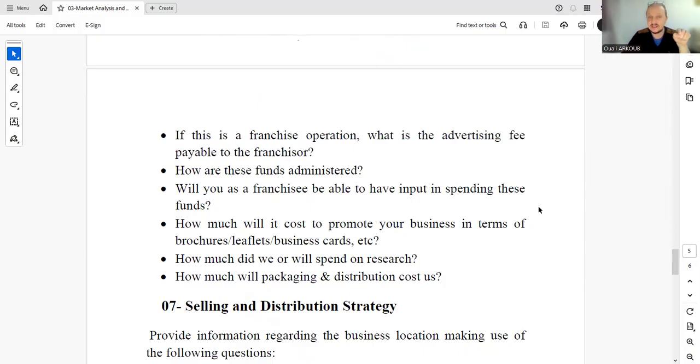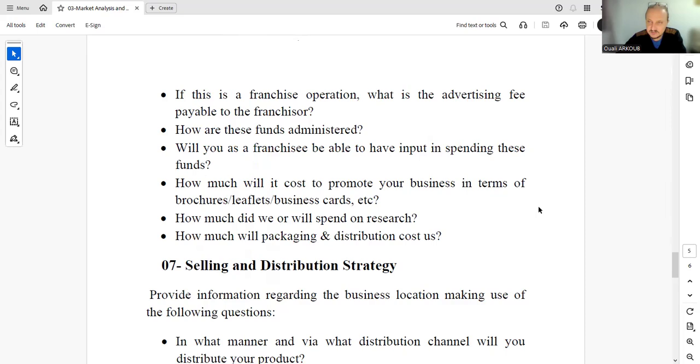How much will it cost to promote your business in terms of brochures, leaflets, business cards, etc.? The cost of all these tools, which are very important to promote your business. How much did we or will we spend on research and development? Spending on research and development is very important. How much will packaging and distribution cost us? The cost of packaging and distribution of your products.